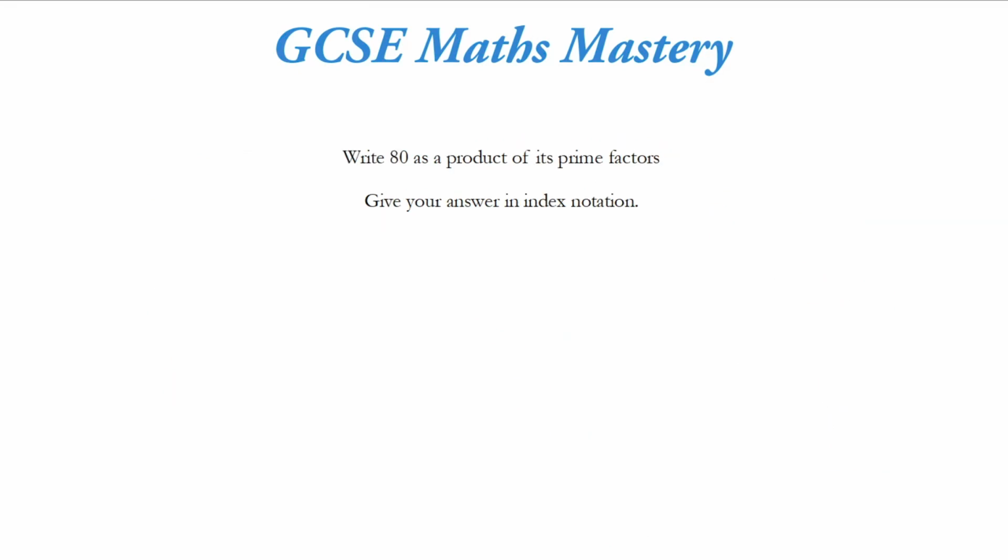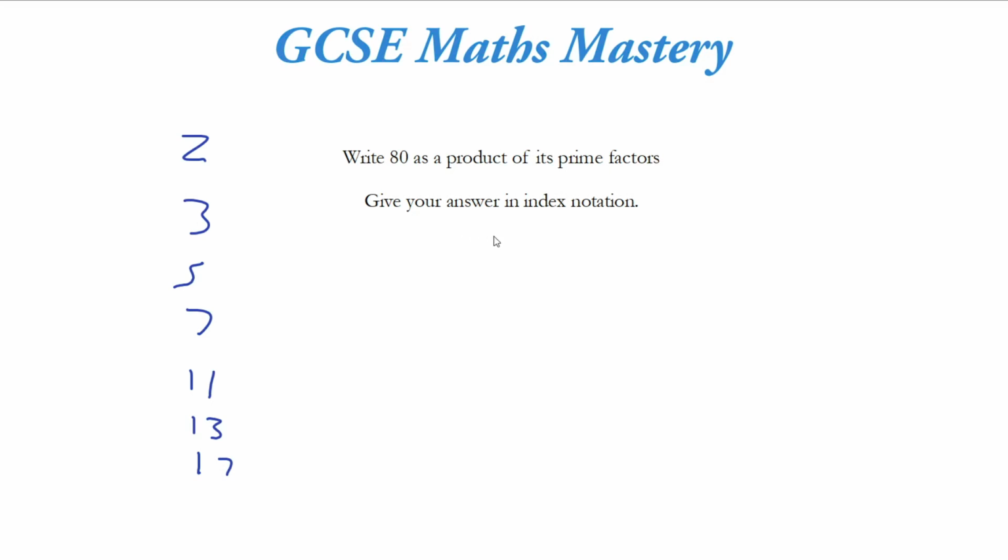We're asked to write 80 as a product of its prime factors and give your answer in index notation. Now, index notation is the exact same thing as index form, it's just said in a different way. So if you see that in the exam, do not fret. So we're going to start by writing our prime numbers again. 2, 3, 5, 7, 11, 13 and 17, okay.